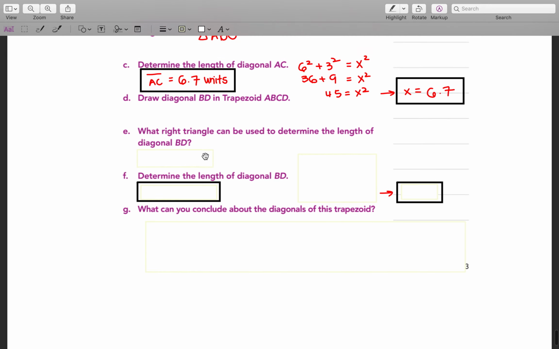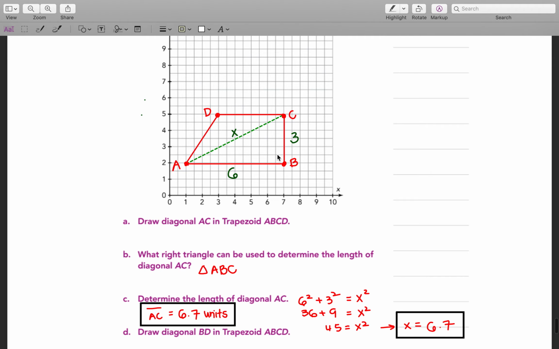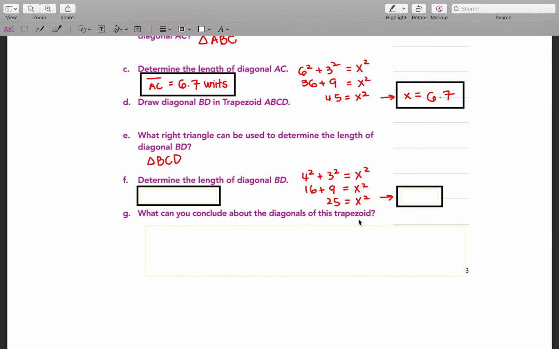So triangle BCD. And to figure out this length right here, once again, this would be the hypotenuse. This is still 3, and this would be 4 because it's from 7 to 3. So 4 squared plus 3 squared should equal this squared. So the work is as follows. x squared is 25, so to get x by itself, take the square root of 25, which is 5. So that means diagonal BD is 5 units.